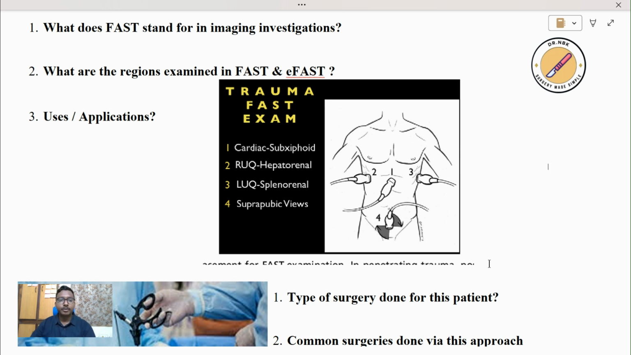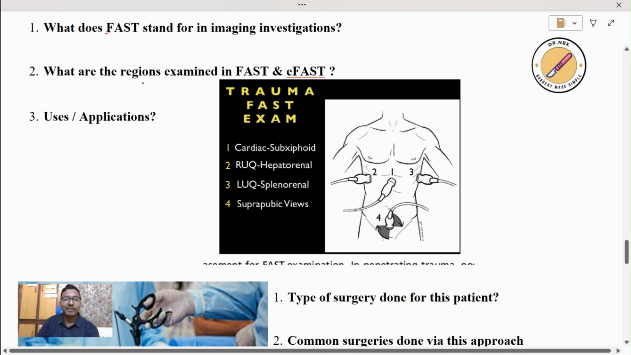So let's look at this question. What does FAST stand for in imaging investigations? Basically, in the case of acute trauma in casualty, that is the emergency room, one of the most important basic preliminary investigations is this FAST. So what is FAST? FAST is nothing but focused assessment with sonology in trauma.